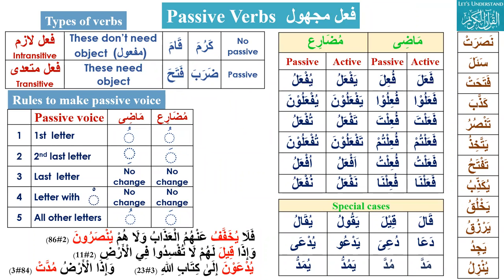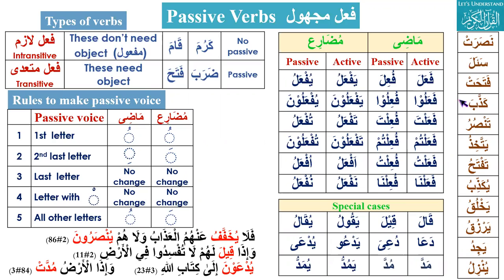So first of all, we started with passivize, and we just did some practice for that. Normally we have to put in Madi and Mudare both, on the first letter we put a Dhamma. That is the basic rule for both things. And then in Madi, the second last letter is always Kasra, and in Mudare, the second last letter will have Fatha and no change on the last letter.